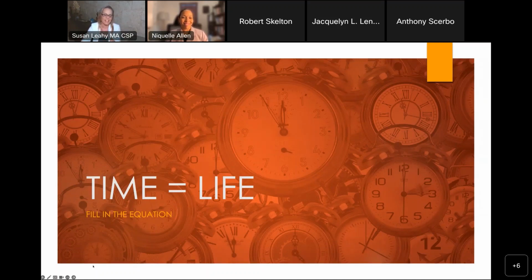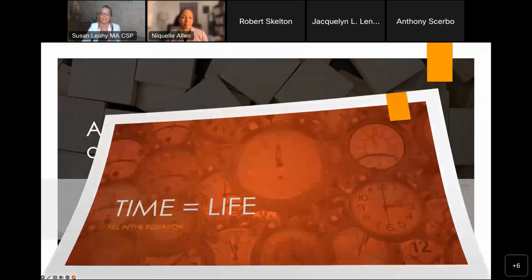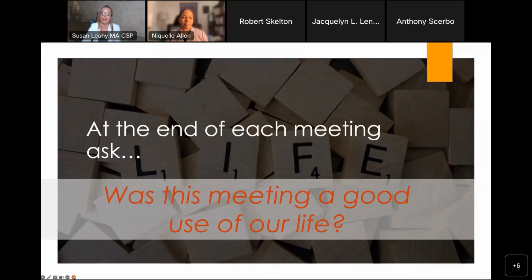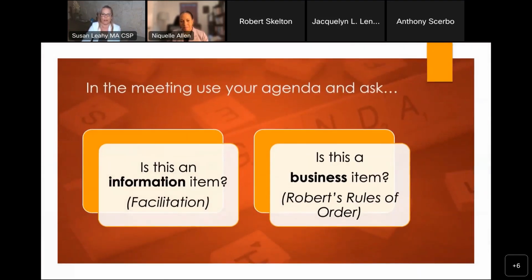And what would happen in your meetings if you brought this equation in with you? And we started asking this question at the end of our meetings: was this meeting a good use of our life? If people say, yeah, it was a good use of our life, then we know we've done a good job and we're sitting in a healthy dynamic. But if it's like, no, that wasn't really a good use of our life, then instead of pointing fingers, we have a training opportunity. And remember, the goal is to become an advocate for the health of your board, utilizing the tools and the trainings that are being made available to your board in order to up-level the content and the context of your meetings.